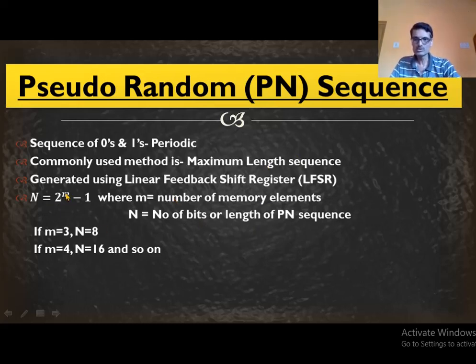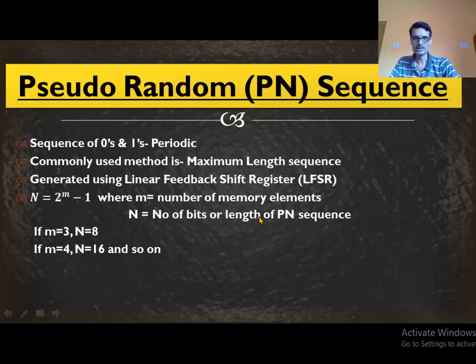Say if m is equal to 3, 2 power 3 minus 1 will give you the length, that is equal to 7. So that is the length of the bits. We have a 7-bit number, and that same number will repeat every 7 bits. If m is equal to 4, we get n equal to 15, and so on.